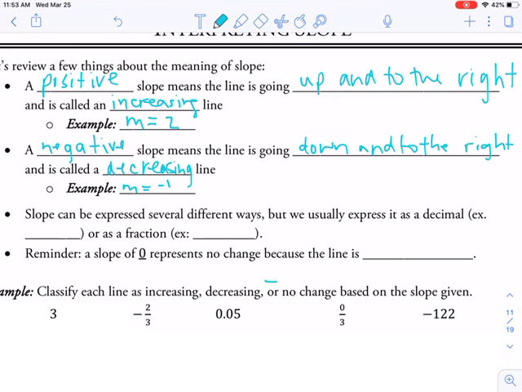And remember that a slope can be any fraction, whole number, or decimal, so it doesn't matter if it's a whole number like the first example or a fraction like the second example. We could also see some decimals, and we will, in fact, in this lesson. Okay, so, like I was just saying, we can express it as a decimal like 0.8, or a fraction like 1/5. I don't know, I'm just making that up, okay? And we remember as well that a slope of 0 is going to represent no change because the line is flat, or more accurately, horizontal.